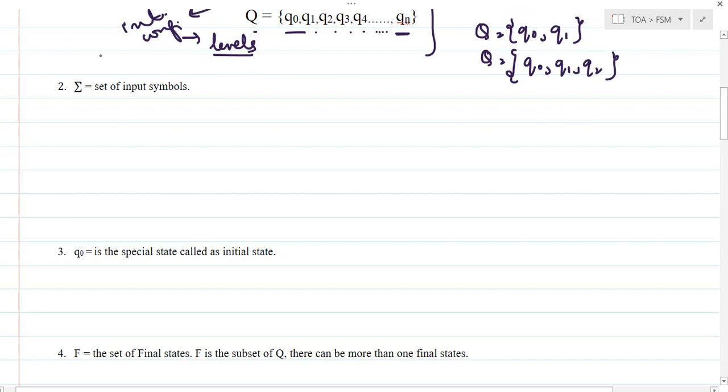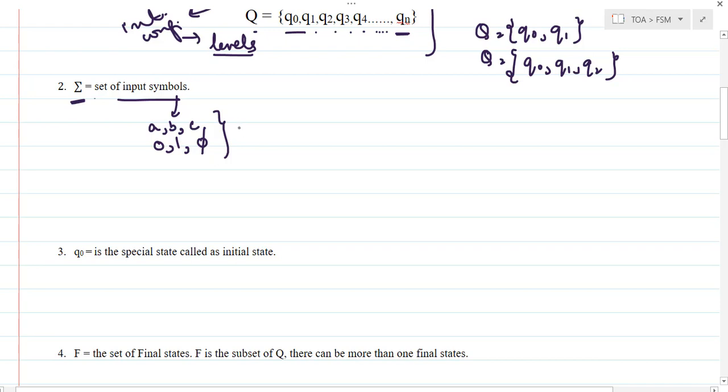Now next we have another tuple, that is the alphabet, which is represented by sigma. Sigma is a set of input symbols. Now you'll be like, what are these symbols? A symbol is anything like A, B, C, or it can be like 0, 1. It can even be a character like 5. A symbol is just used to represent a certain entity.